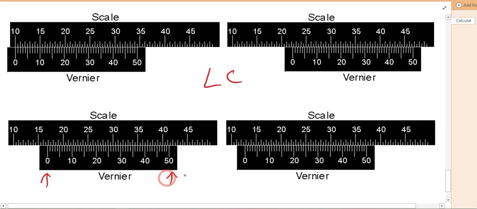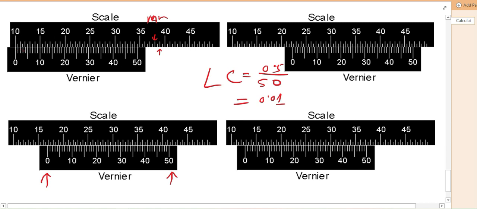So how many divisions are there? 50 divisions are there. And then what is the minimum that you can get here? So the minimum is 35 to 50, so it's 0.5, let's say this is in millimeter. So 0.5 millimeter, and then you have to calculate 0.5 by how many? 50. So the least count is 0.01, right?